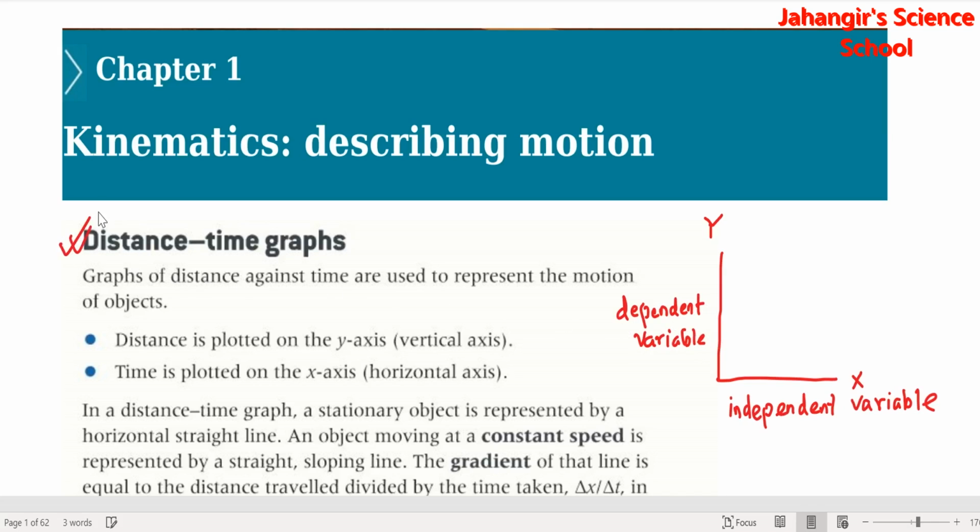In a distance time graph, distance is the dependent variable and time is the independent variable. So distance is plotted on the y-axis and time is plotted on the x-axis.